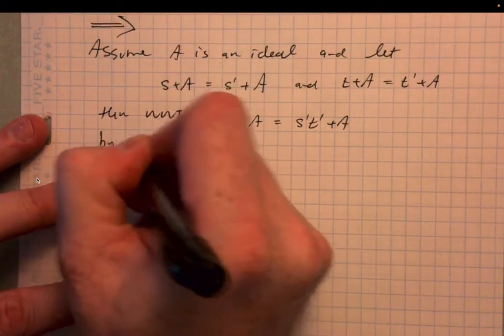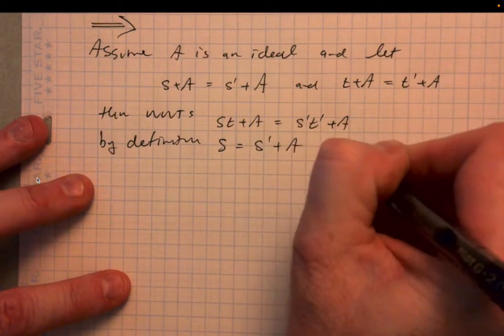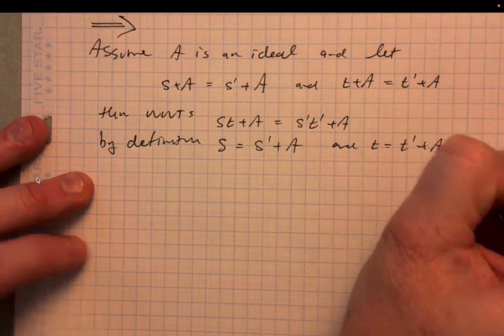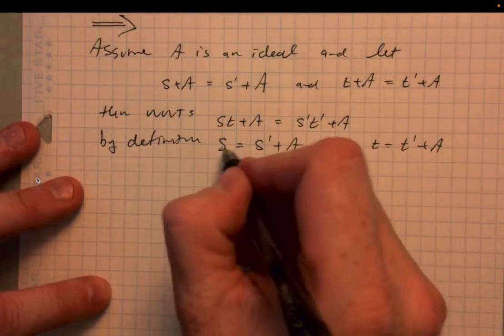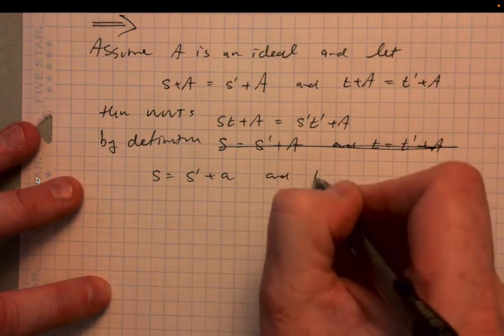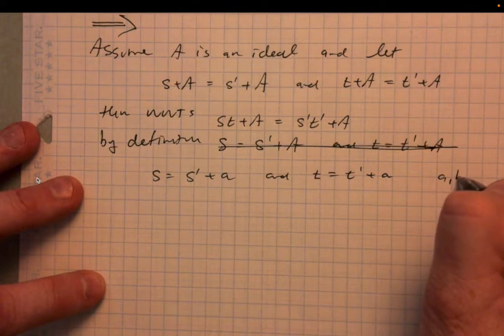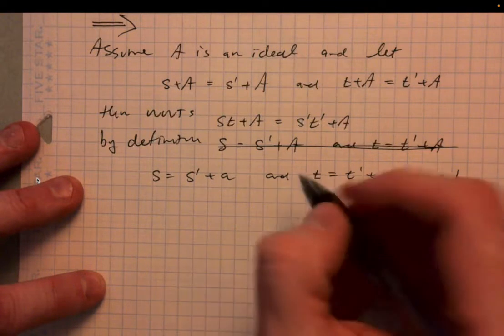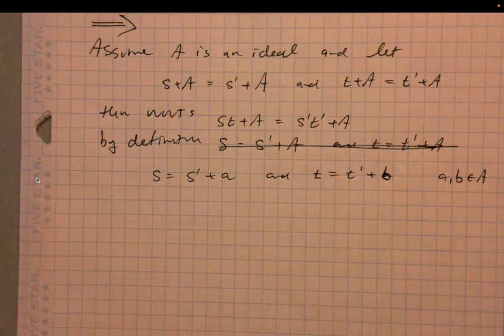So by definition, we know that S is equal to S prime plus A and T is equal to T prime plus A. Oh, I'm sorry, I wrote that wrong. So S is equal to S prime plus little a, it's an element, and T is equal to T prime plus little b. Sorry about that. A and B are elements of A, okay? So this is just by definition.